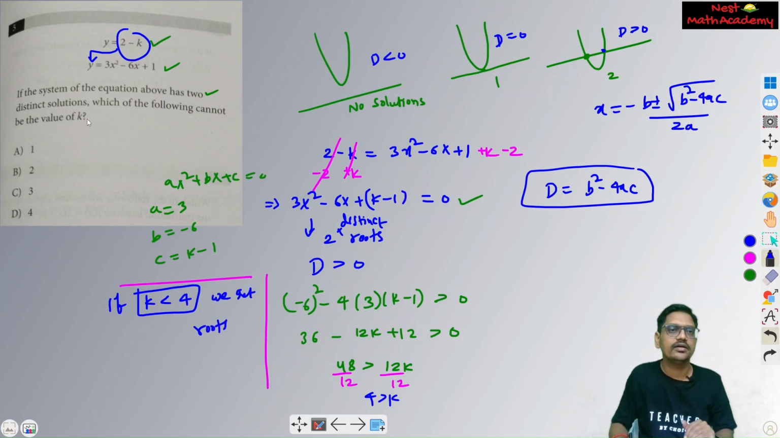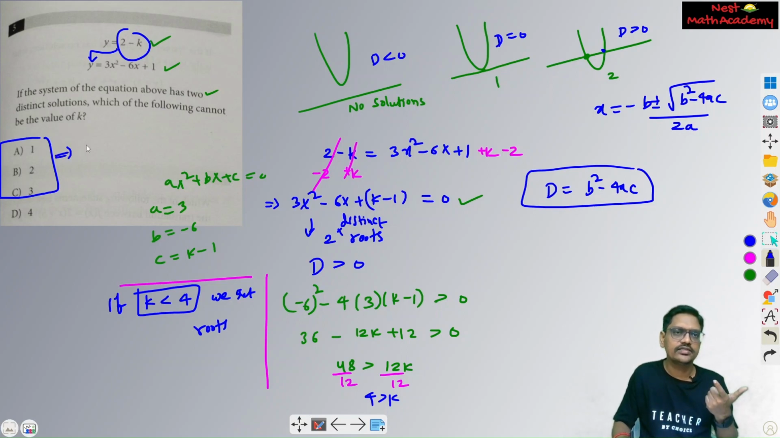But they want the system of equations above to have two distinct solutions. Which of the following cannot be the value of k, they are saying. So whenever k is less than 4, we'll get two roots. If it has two roots, k should be less than 4. They want, what? The following cannot be the value of k. Okay, so these three are acceptable. See, if it is less than 4, we will have two roots. Means 3, 1, 2, all three are less than 4, so therefore acceptable. Equal to 4 or more than 4 is not acceptable.